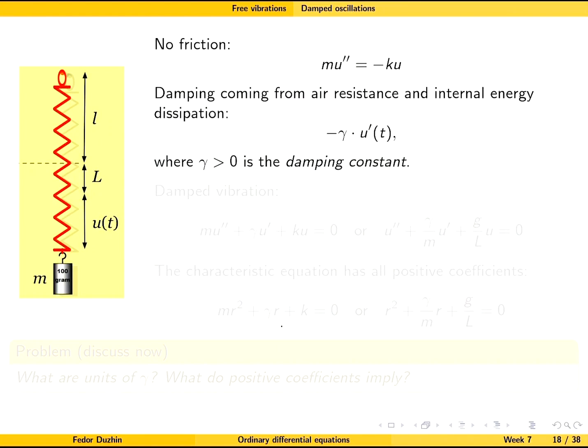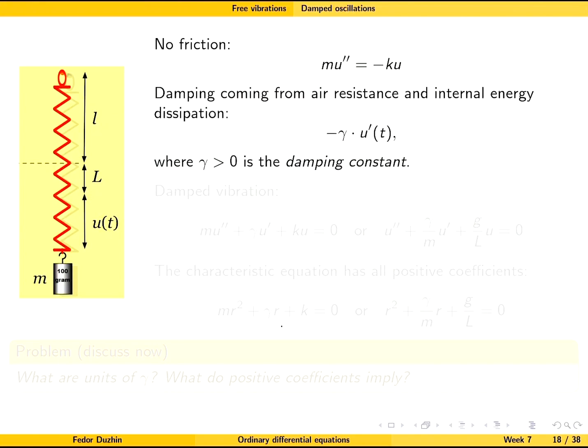This is modeled by introducing a damping that comes from air resistance and internal energy dissipation, right? So the left-hand side here is the force acting on the object. Now without friction, the right-hand side is just Hooke's law. And if you consider friction, then there's going to be one more extra negative term, which is due to friction.